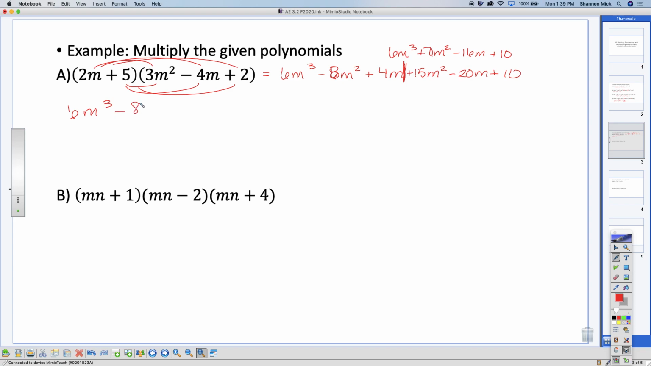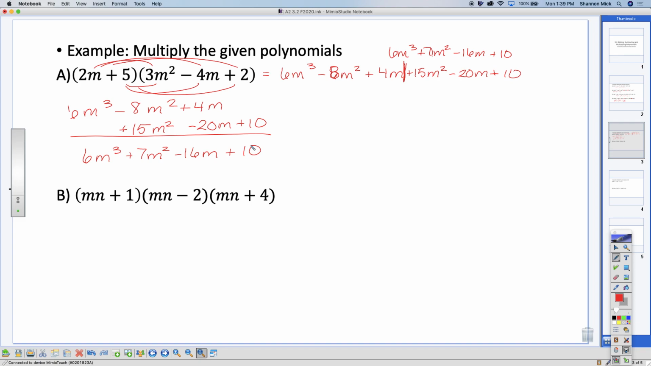I like this method when I have really long polynomials. Okay, so that's the first multiplying by the 2m. Okay? So then when I would multiply by the 5, instead of just going straight out, I would line up my like terms. So then it's just like addition. Well, it's just addition anyway. But this way I've lined up all my like terms. That makes sense?